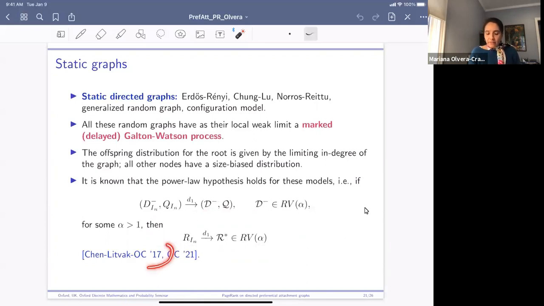And the first attempt at this was work with Nelly Litvak and my student Ningyuan Chen many years ago. It started with simple cases on the configuration model, but eventually evolved to the most complex case where you have dependence between in-degree and out-degree. You get lots of interesting stuff going on, but in great generality, for any static graph whose local weak limit is a Galton-Watson process, the power law hypothesis is good. We're good. Everything is nice as expected.